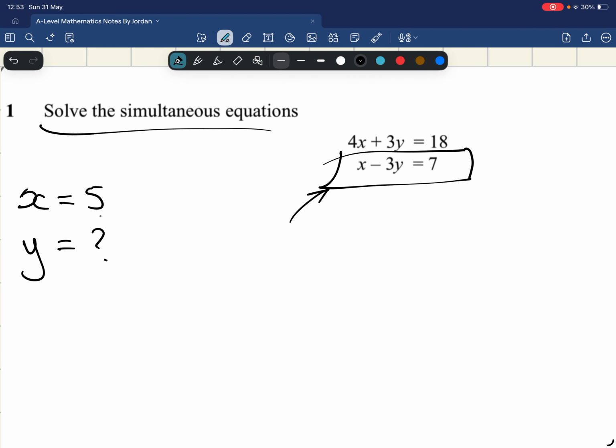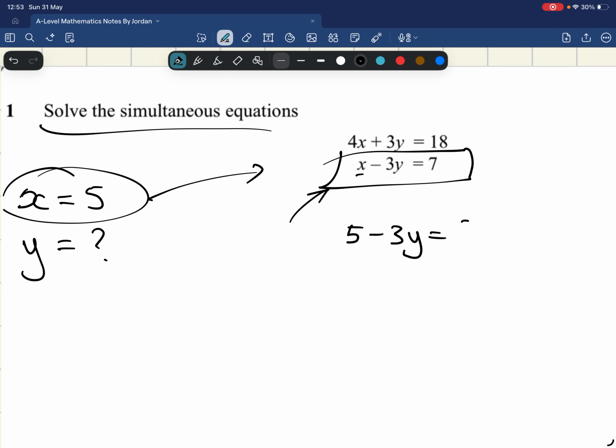Okay? And since I know that x is equal to 5, then what I can do is put that into this equation. So that x there is going to be a 5. Then I've got -3y equals 7.